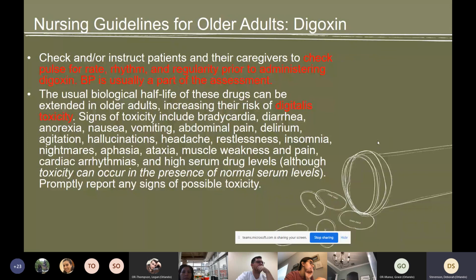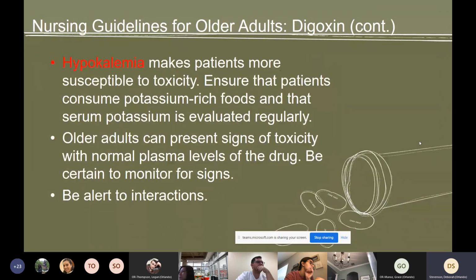Always check your potassium levels with DIG, okay? Hypokalemia makes a patient more susceptible to toxicity. So be sure that they are taking in potassium-rich foods, cantaloupe, tomatoes. We know about the bananas, lots of other foods, and that potassium is being checked pretty frequently and at irregular intervals to be sure they're not developing any type of decrease in potassium levels. Otherwise, the DIG is going to become toxic with them. Right? Just monitor for signs of those.